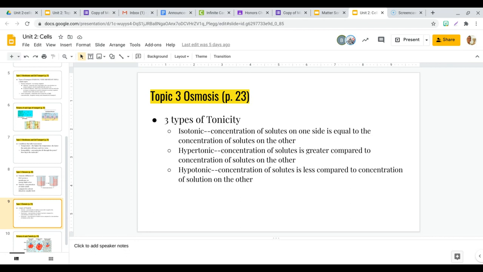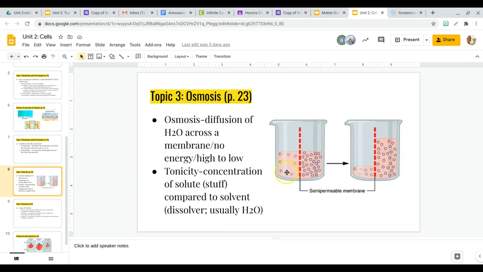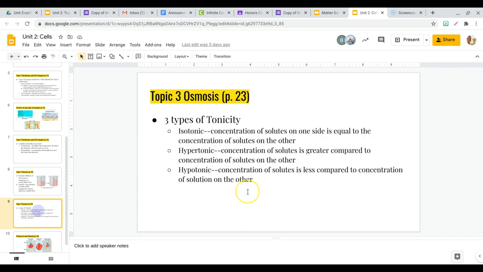Hypertonic talks about the concentration of solutes is greater on one side compared to the concentration of solutes on the other. So over here, this would be very hypertonic. Hypotonic is the concentration of solutes is less compared to the concentration of solution on the other.